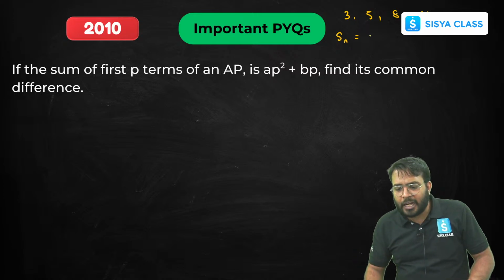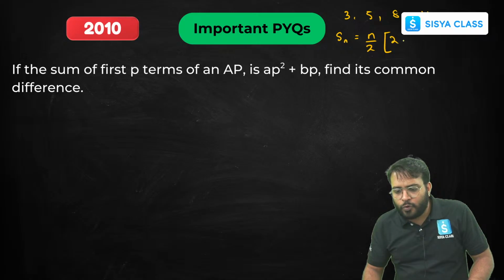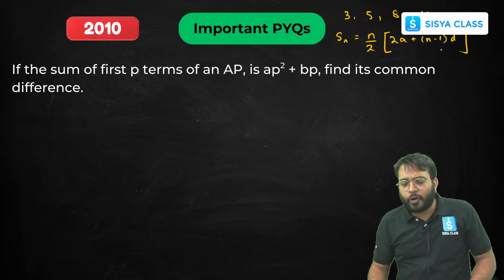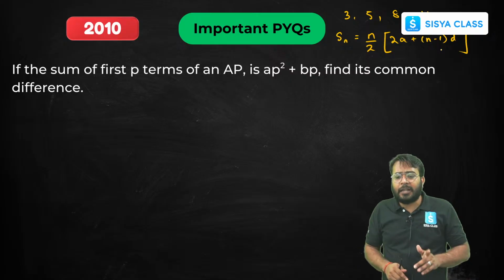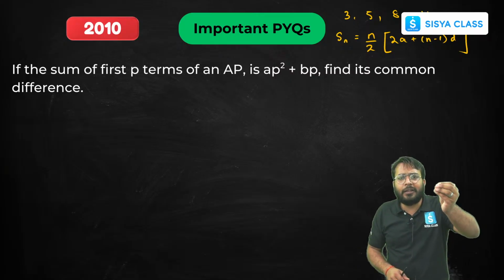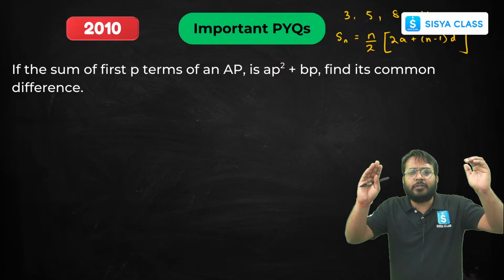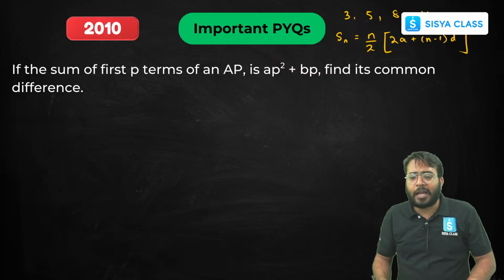वो कितना आएगा बेटा? दिस यू विल गेट बाय दिस फॉर्मूला. ओके, n/2 इंटू 2a प्लस n माइनस 1 इंटू D. ठीक है, इस फॉर्मूले से आपको सम ऑफ n टर्म्स मिल जाएगा. ठीक है, जहां पर n क्या है? अगर आपको पूछ रहा है कि 20 टर्म्स को ऐड करोगे तो कितना आएगा?